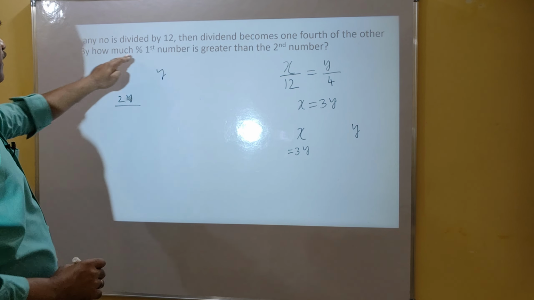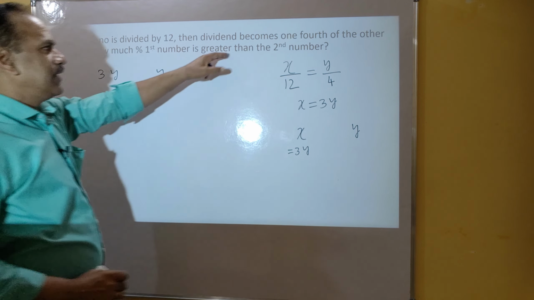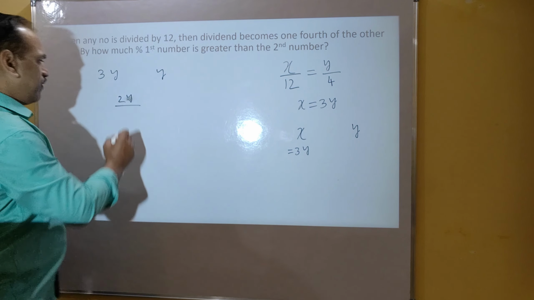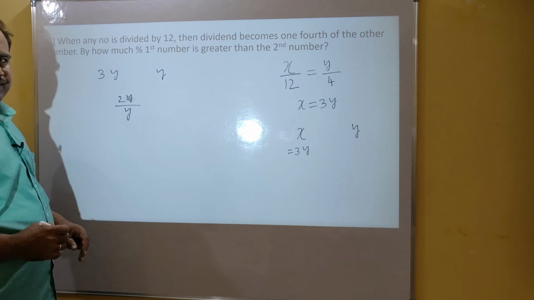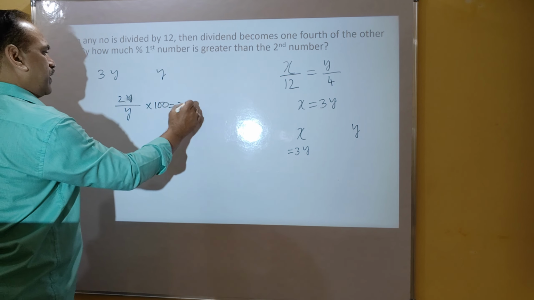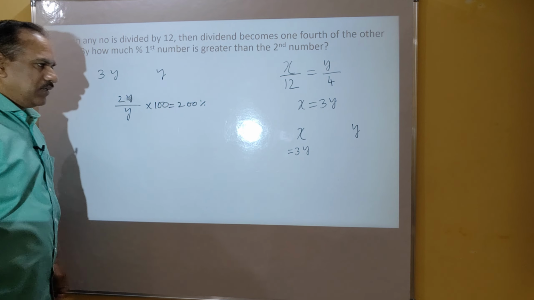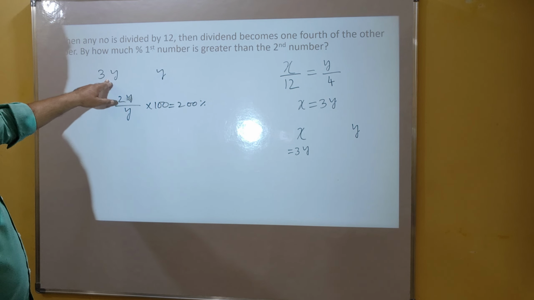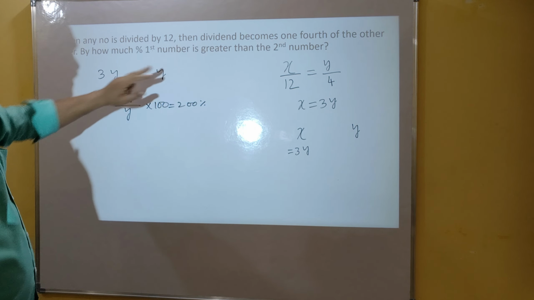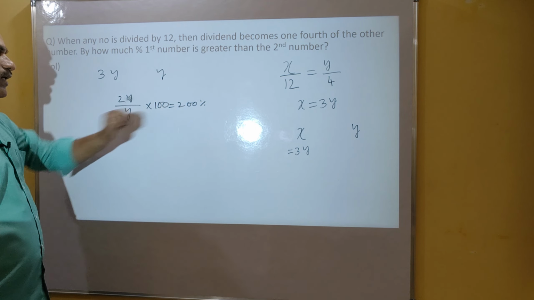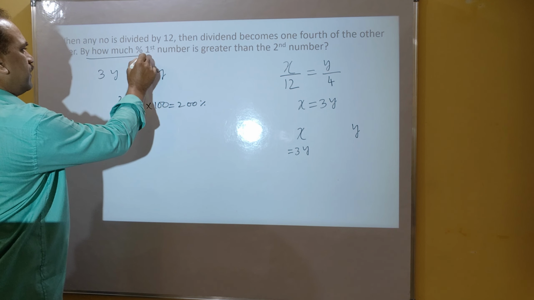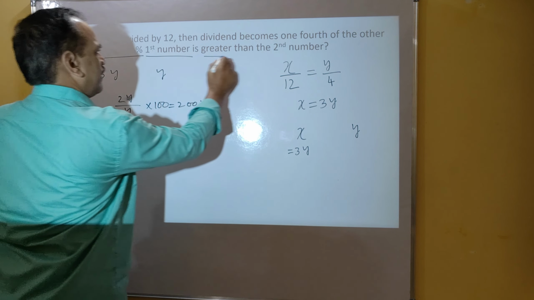You are comparing with how much percent the first number is greater than the second number. You are comparing with the second number. So in the denominator, you have to take the second number, y, into 100. It is 200%. How much percent is the first number greater than the second number? It is 200%.